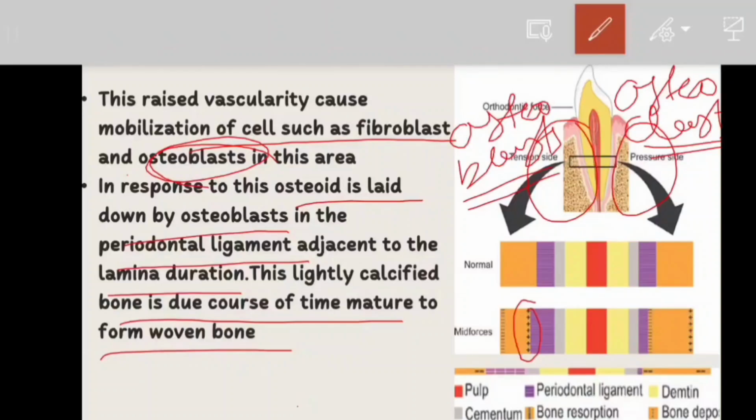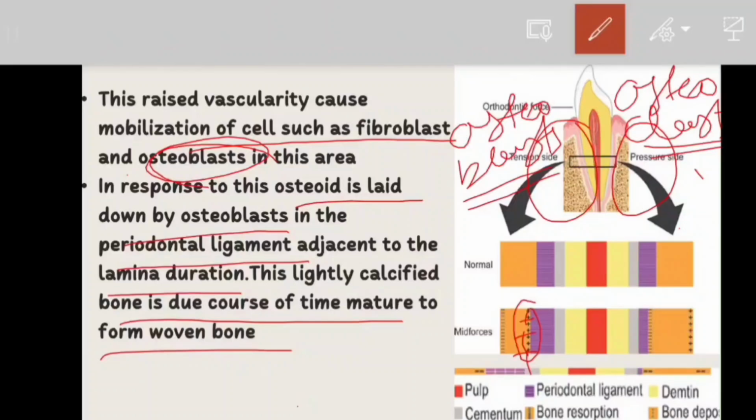So remember, on the pressure side there will be bone resorption, and on the tension side there will be bone formation. So you see, this is a positive sign. It means here bone formation takes place. Okay. So the tooth is moving in one direction.